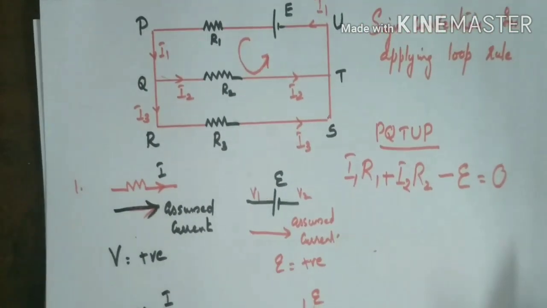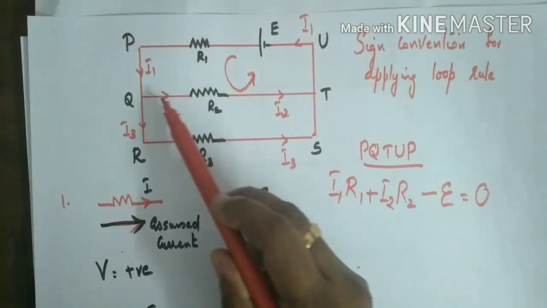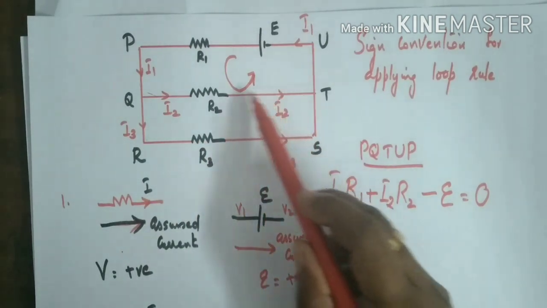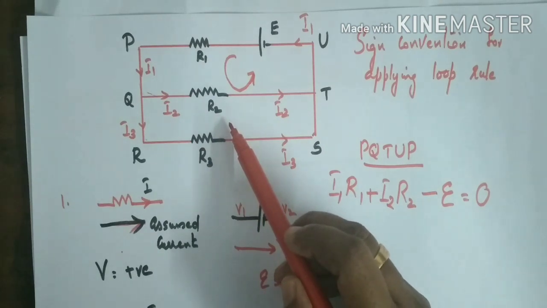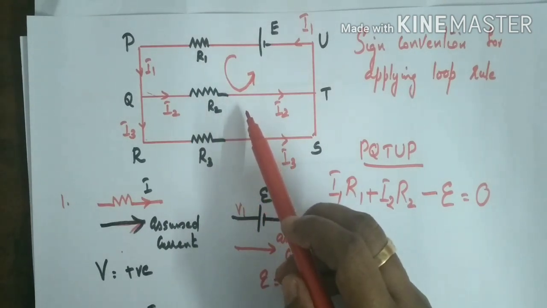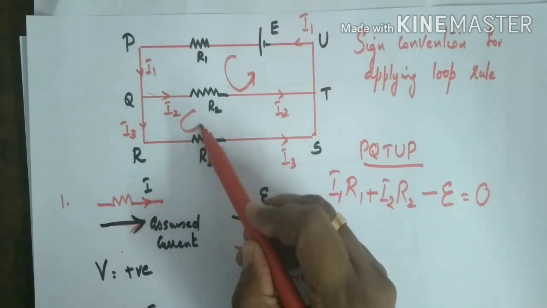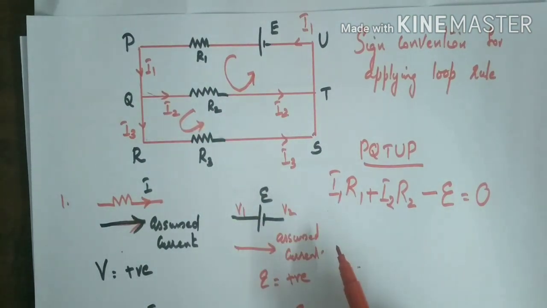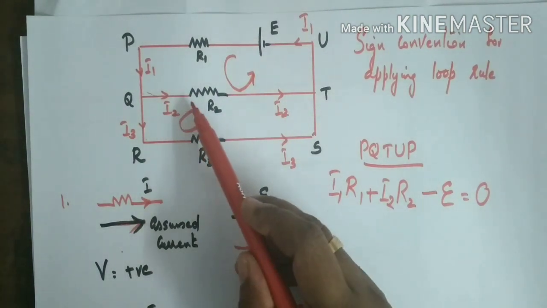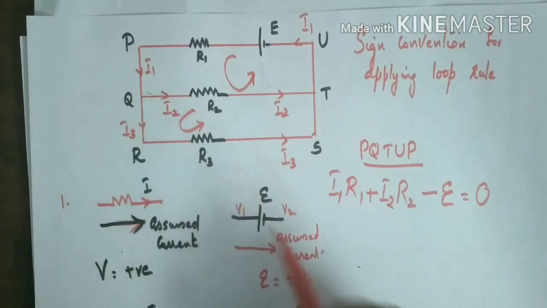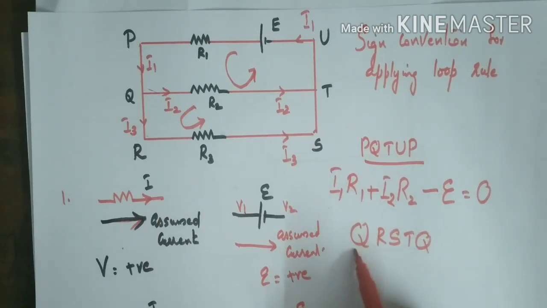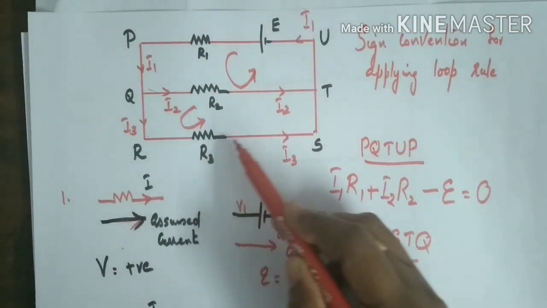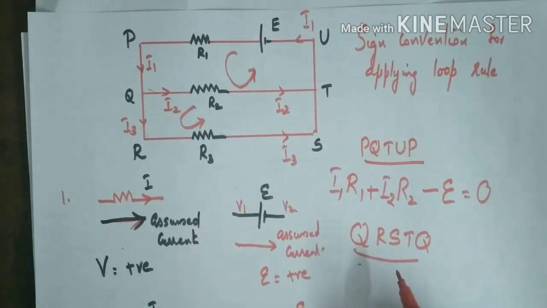Right. Again, we can apply the loop rule in this loop also. How will you apply the loop rule in this loop? See, here there is no cell, therefore clockwise or anti-clockwise can be considered as the loop direction. Here again I have taken the clockwise direction, the same clockwise direction, like this. What is the name of the loop? We can write Q R S T Q, isn't it? Q R S T Q.